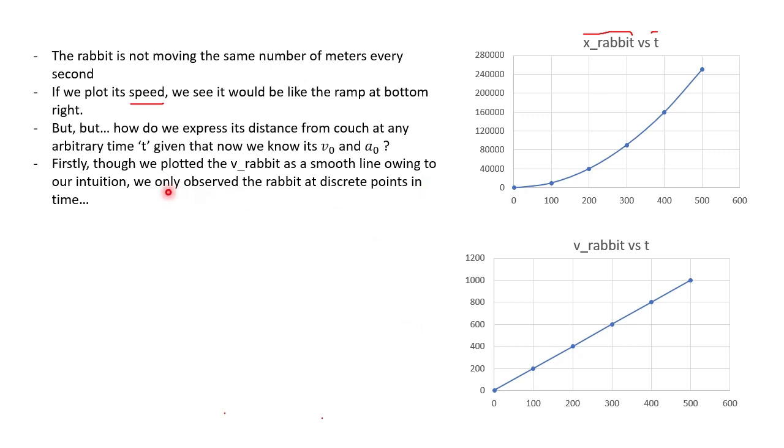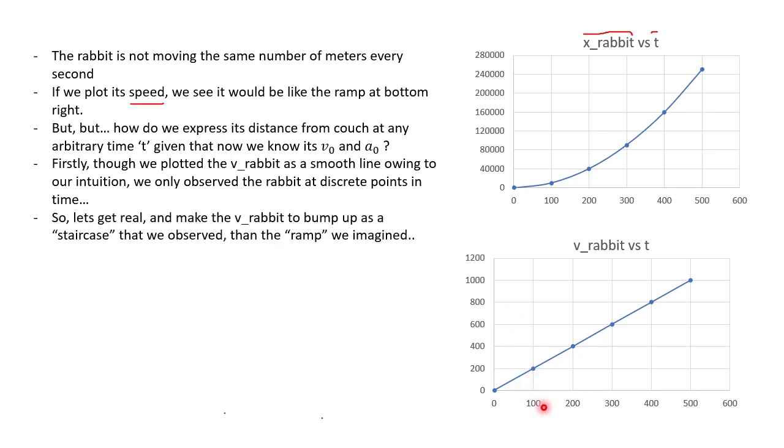Now, firstly, we plotted this velocity v rabbit as a smooth line like this, owing to our intuition, but what we have is only these data points at 100 seconds, at 200 seconds, at 300 seconds, at 400 seconds, and 500 seconds. But then we thought, okay, this is a nice way to join them together. But who knows, right? I mean, the rabbit could have just gone back and forth and come back. So we don't know about that.